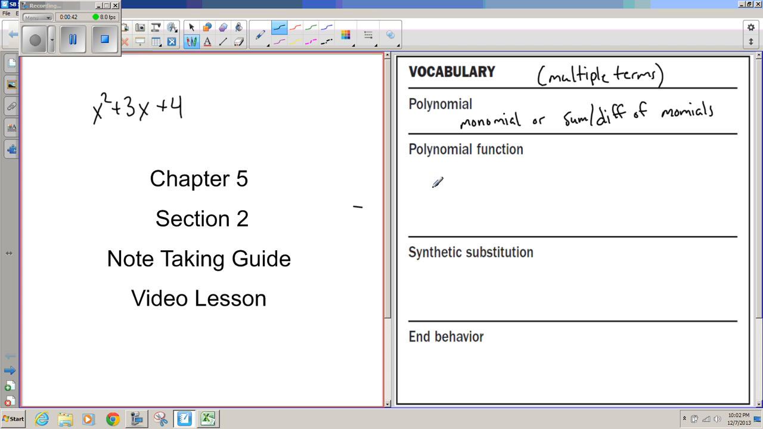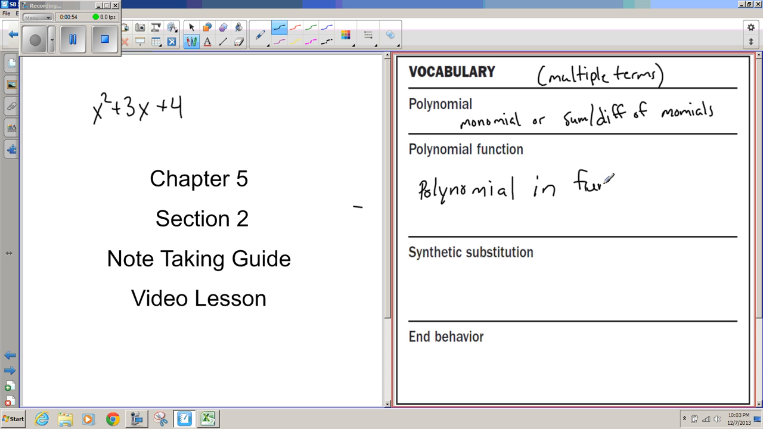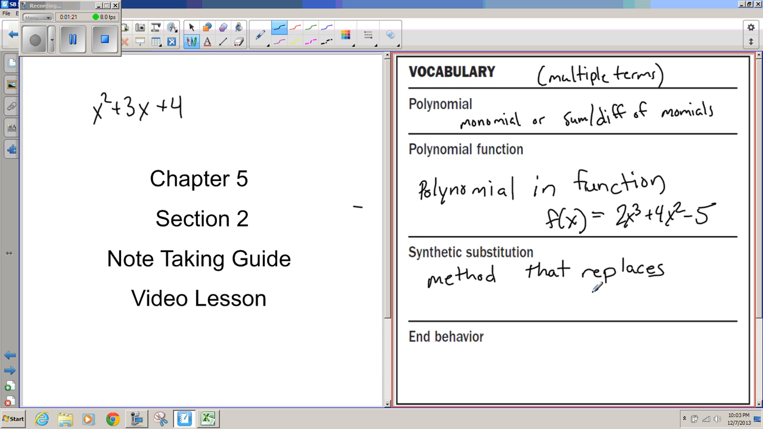A polynomial function is a polynomial in function form. That means you're going to have f of x equals some polynomial expression, like 2x cubed plus 4x squared minus 5. That's a polynomial. Synthetic substitution is a method that replaces the plug-in method.